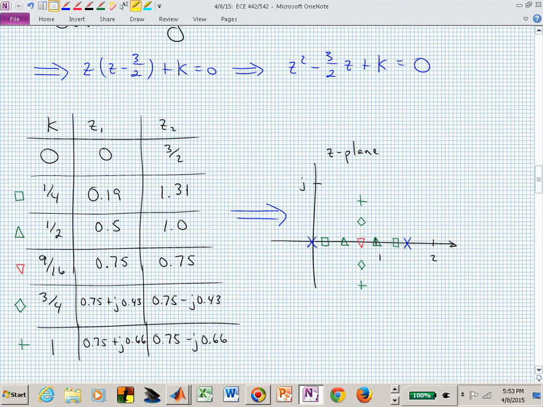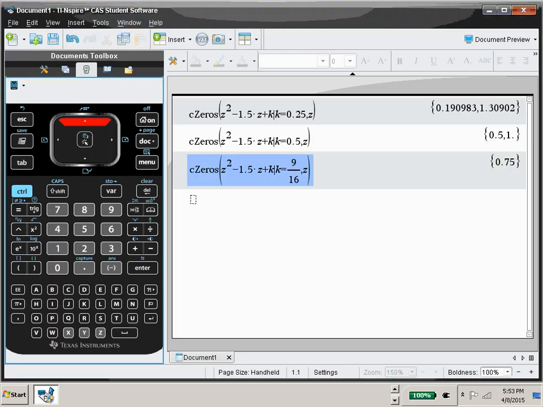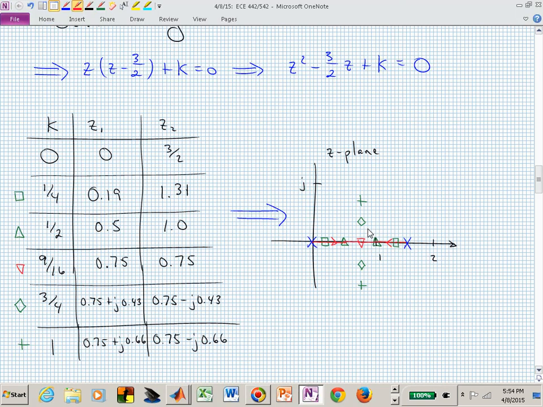So my root locus is actually starting this way. This one's starting this way. They meet right there at 0.75, and then, as you can see, or if you can't, then you go back here and you go, okay, let me try this again, and now let me make that, doing it the hard way, but 3/4, or 0.75, and now I'm at 0.75 plus and minus j 0.433, and that's where my diamond is.